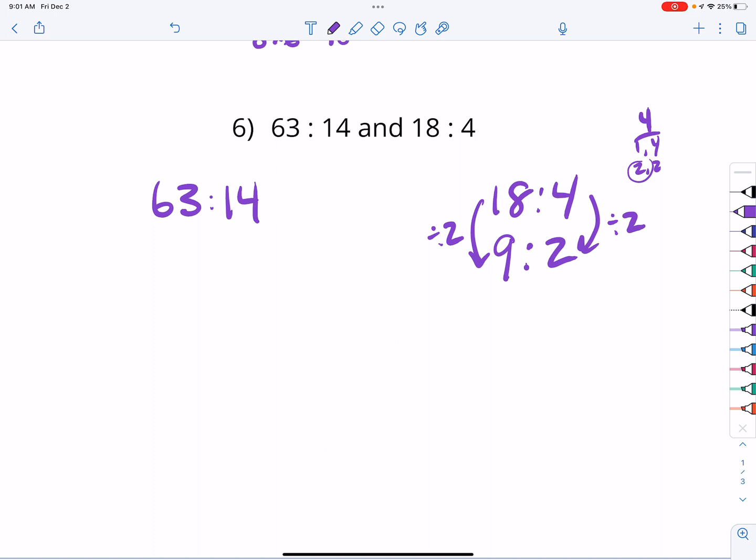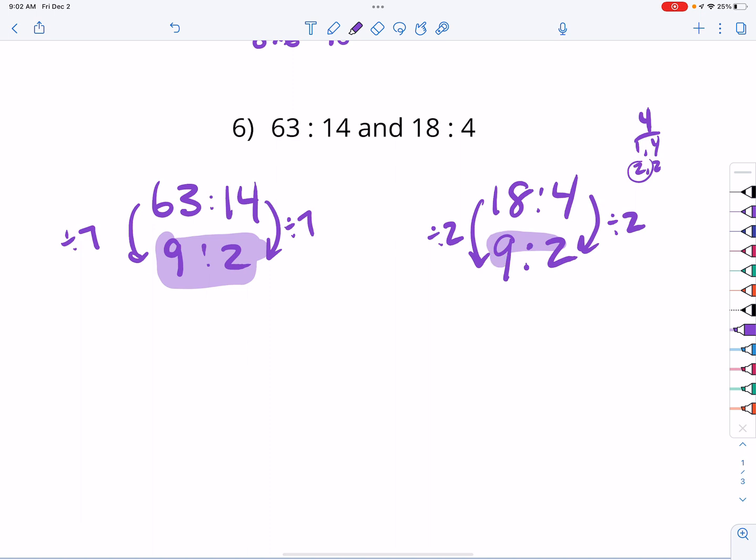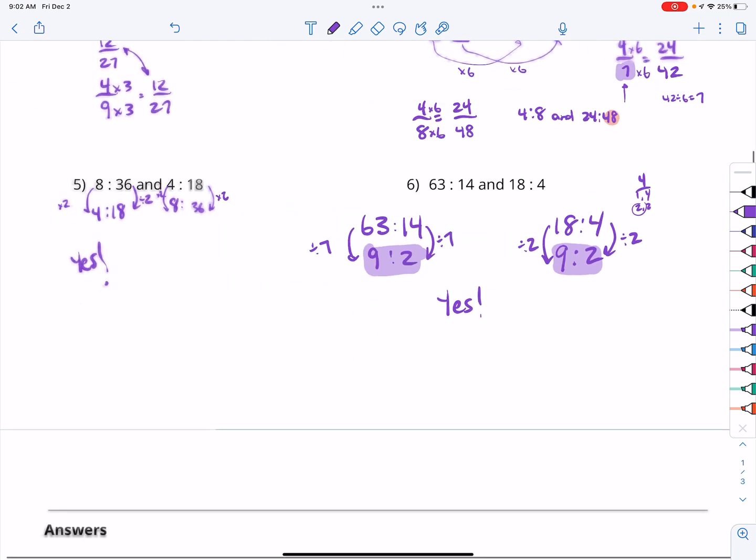Let's see. 63 and 14, well, 63 is odd, so we can't divide by 2. We can't divide by 3. Can't divide by 4. Not 5. Not 6. What about 7? Ooh, I can divide this by 7. And I know 63 divided by 7 is 9 to 2. Oh, check it out. So our 63 to 14 in simplest form is 9 to 2. And 18 to 4 in simplest form is also 9 to 2. So this one is a sneaky one, but the answer is yes. You just needed to manipulate both of them. Sweet.